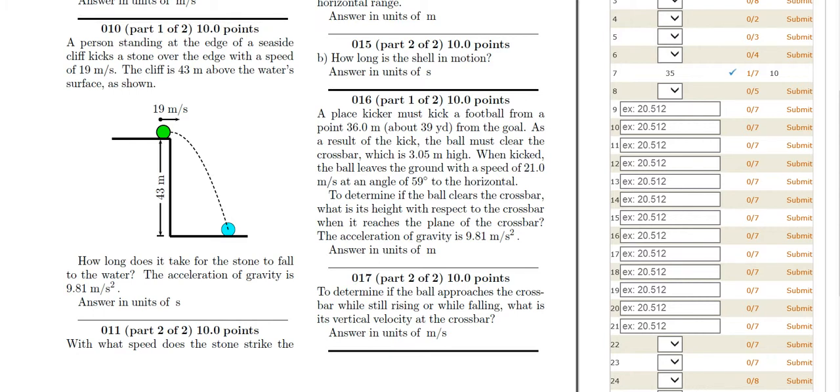Number 10 is an interesting question. It deals with two velocities. I have this rock on top of a huge cliff, 43 meters, so quite scary if you were to fall off of there. And the person can kick really quickly, 19 meters per second. And they kick that perfectly horizontally here.